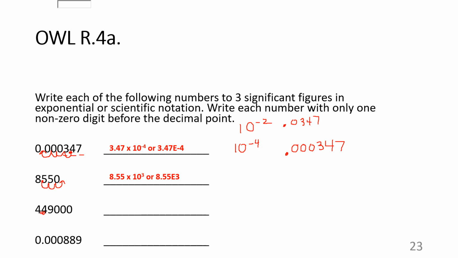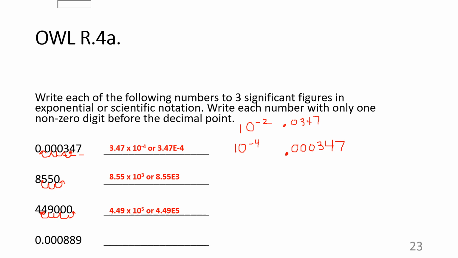And the next one, we will follow a similar pattern. We need a number between 1 and 10, and that will be 4.49. And then to figure out the exponent, we're going to count the number of places between where we put the decimal point and where it was. So 1, 2, 3, 4, 5. Given it's a large number, it will have a positive exponent. And the answer is 4.49 times 10 to the 5, or 4.49e5.